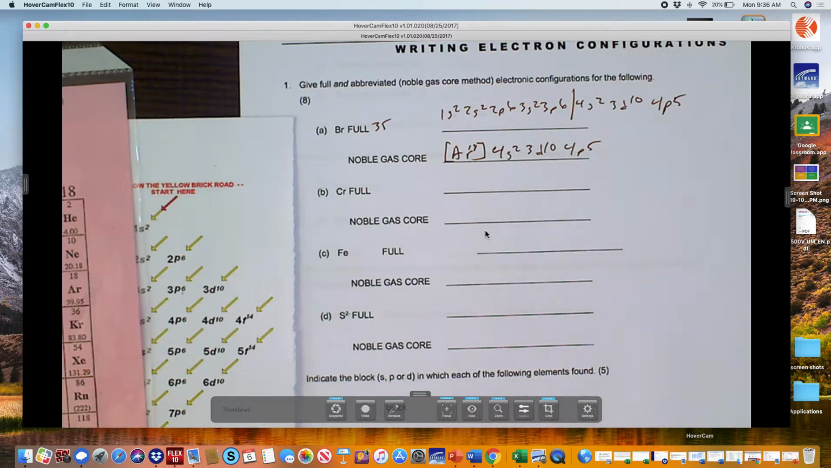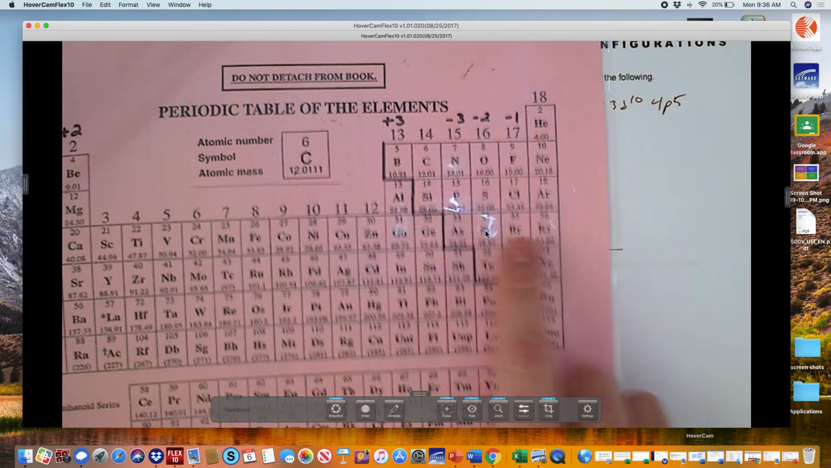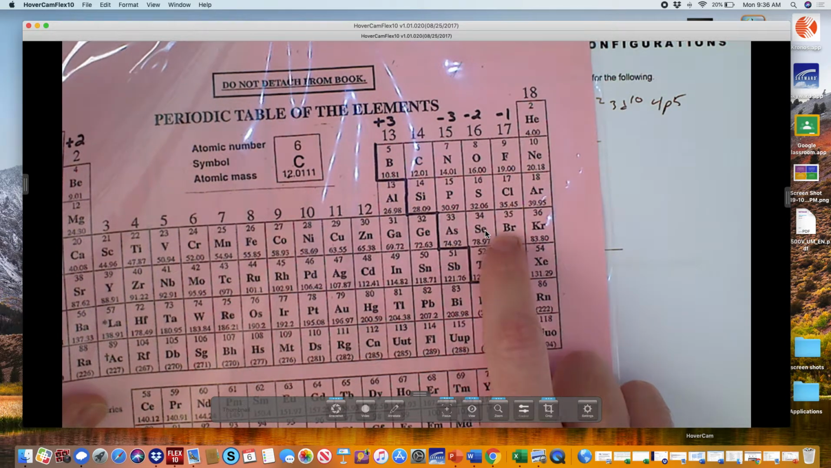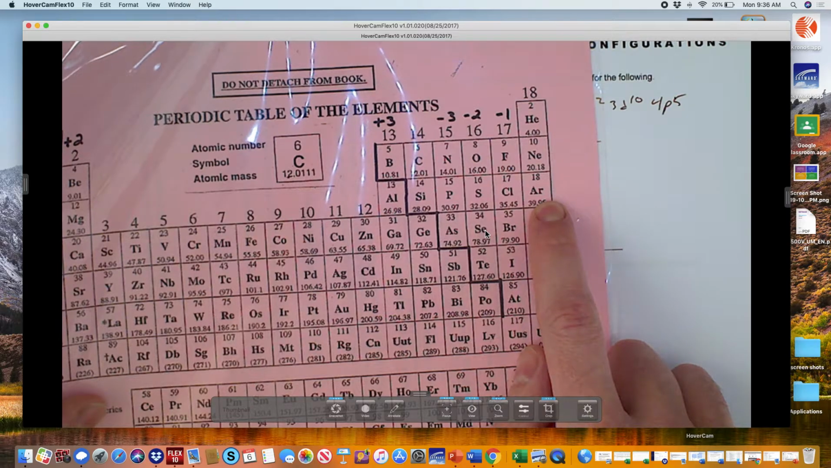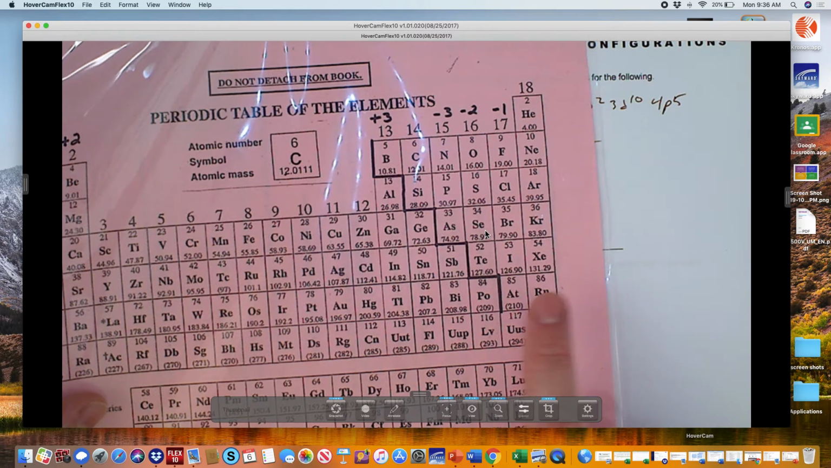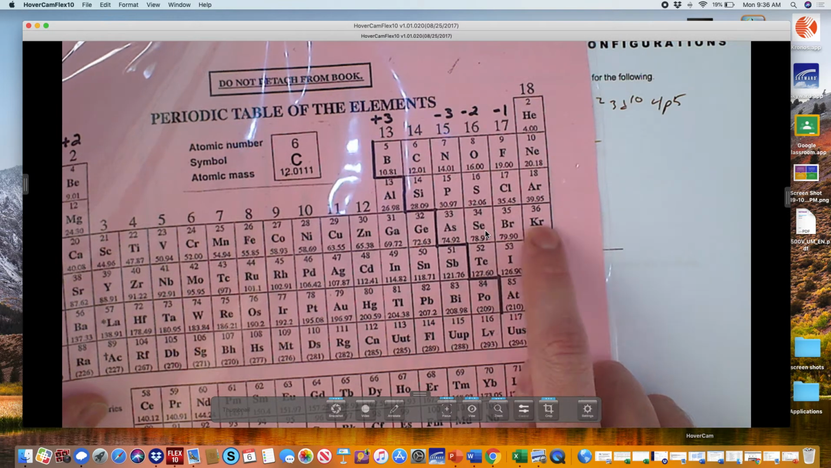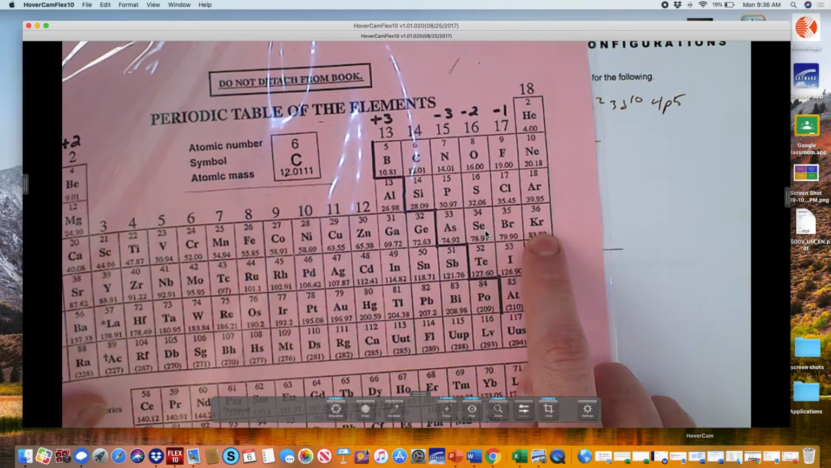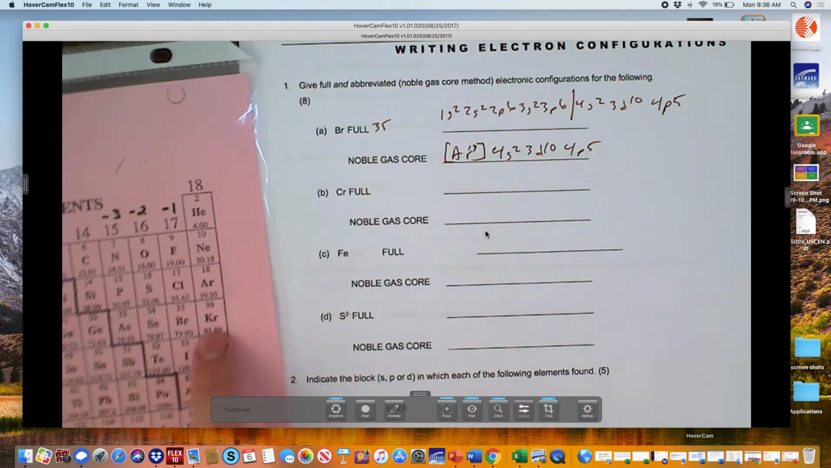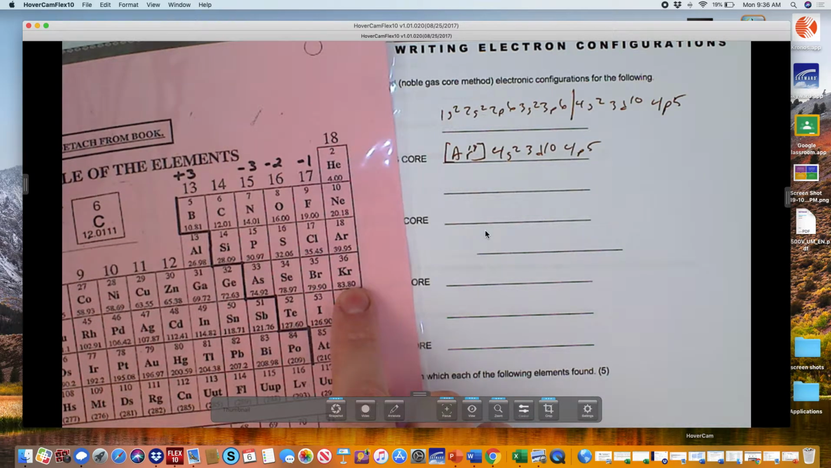Okay? So that's how we do the shorthand version, instead of writing all of this out. So I go to bromine, I find the noble gas that is just above and to the right of it, and I use this to take the place of the first 18. Now let's say I have iodine. I do the same thing: I would take iodine, go up and to the right, and find krypton. Krypton would become my base. I would put krypton here, and then I would continue from there.